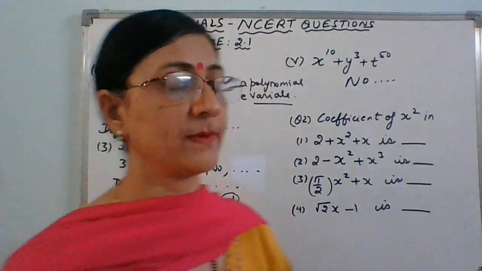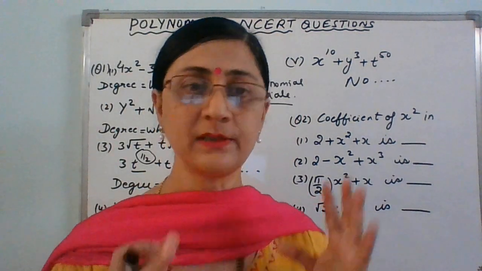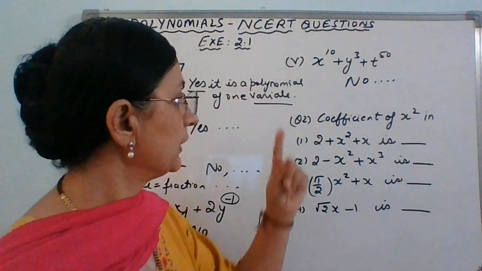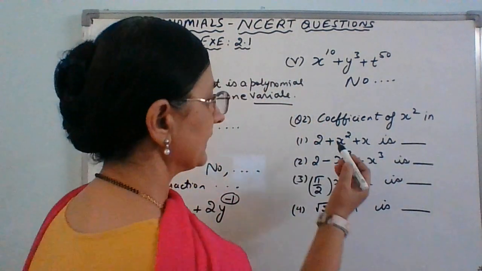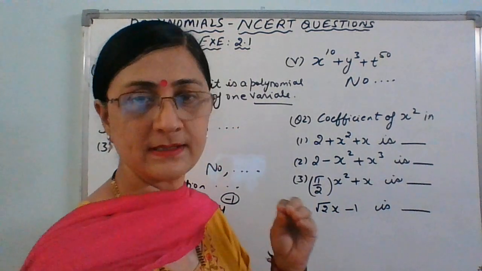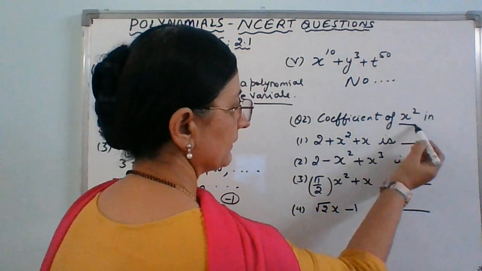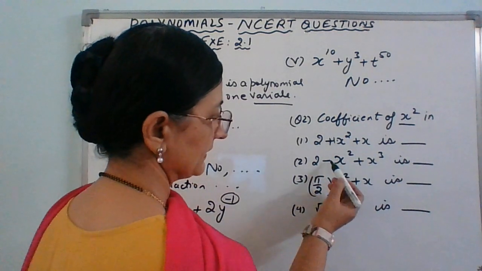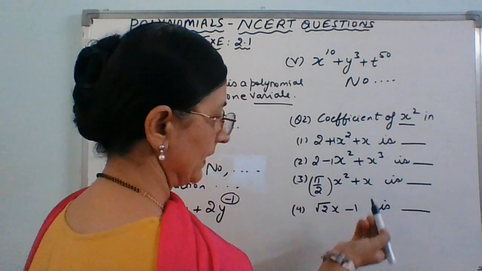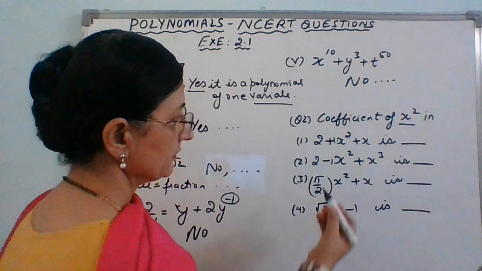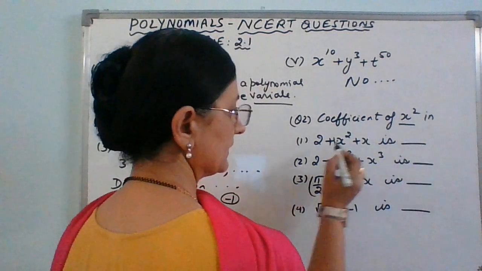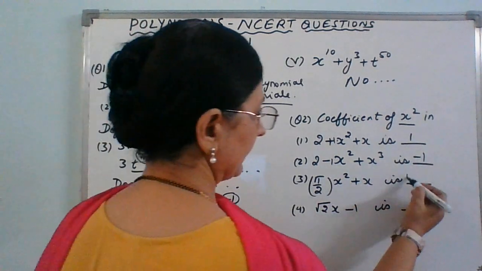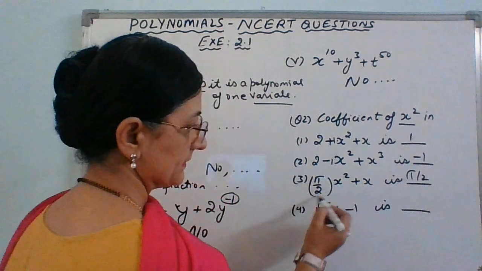Okay, now what do we have to do? The second question is about the coefficient of x square. What are coefficients? I have already explained in my previous video, but I'll repeat. Coefficient means the numeric values, the numbers which come in front of the variable. The coefficient of x square here is 1. Here it's minus 1. If there is no number, it means 1. Here the coefficient of x square is pi by 2, which is this part.